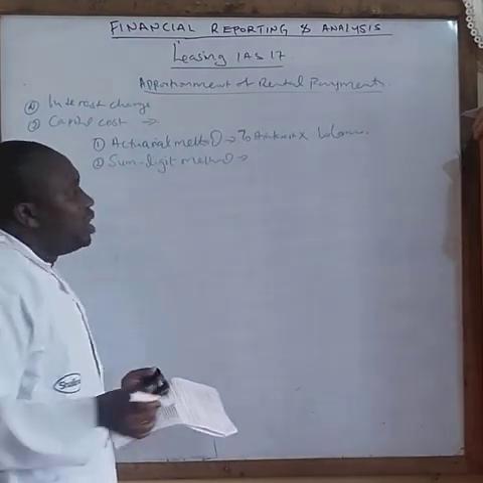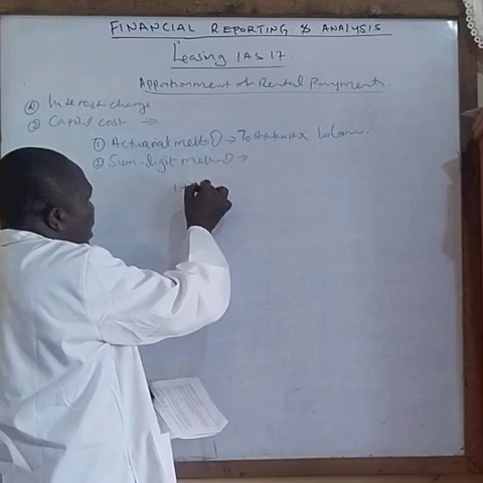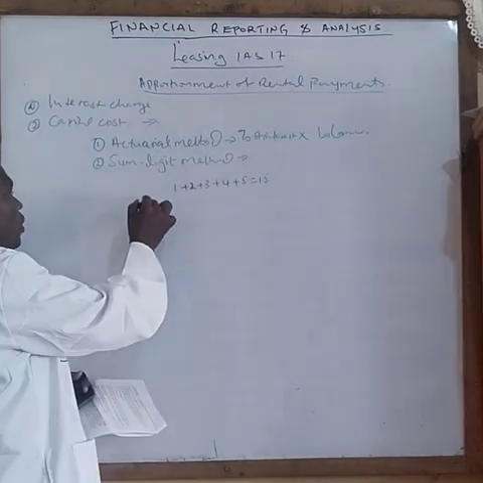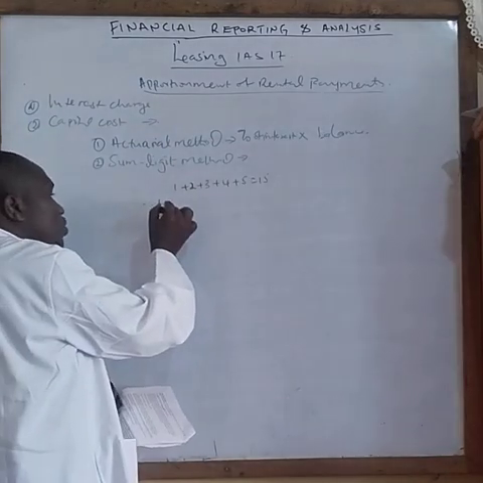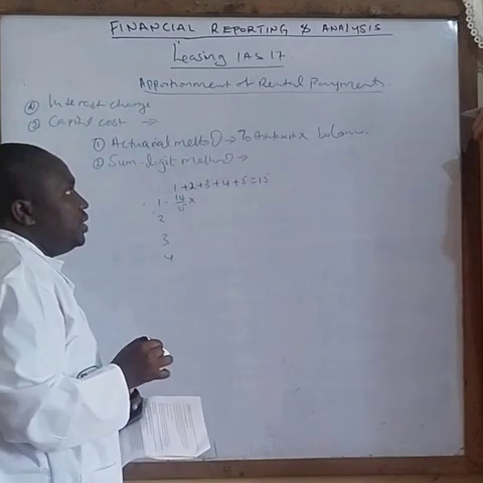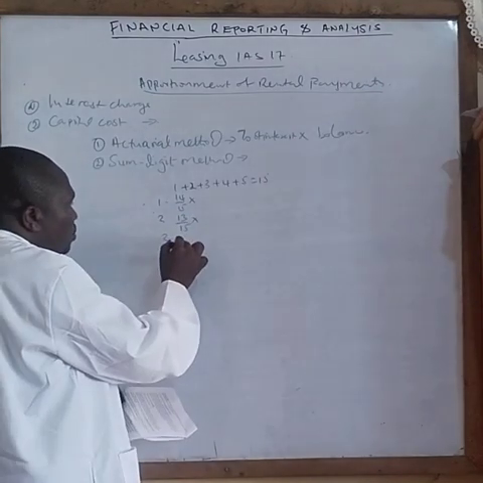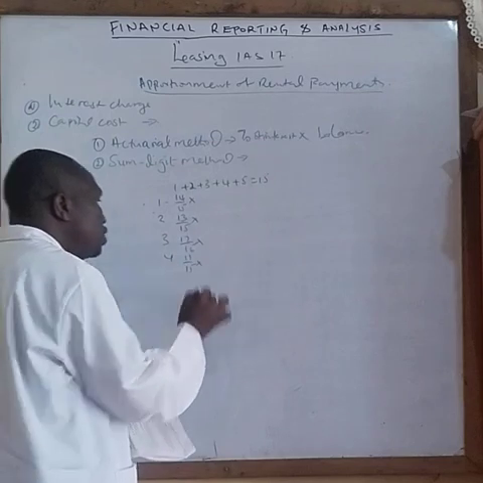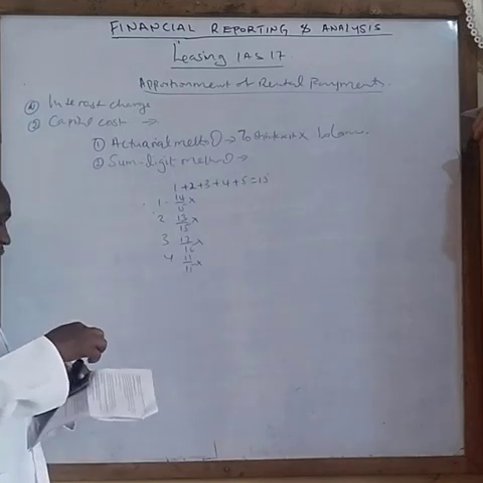But for the sum of digits method, if the lease is for 5 years, you just say 1 plus 2 plus 3 plus 4 plus 5. This gives you 15. So for year 1, period 1, 2, 3, 4, it will be 14 over 15 times the rental payment. This one will be 13 over 15 times the rental payment. This one 12 over 15, this one 11 over 15. If you do it like that, you will be able to apportion the elements.